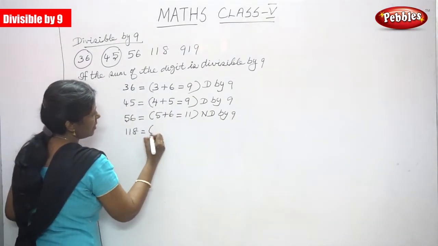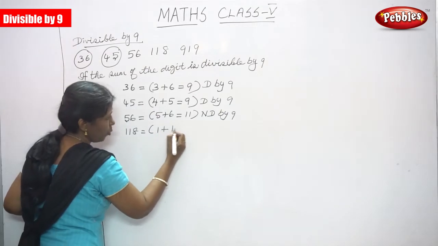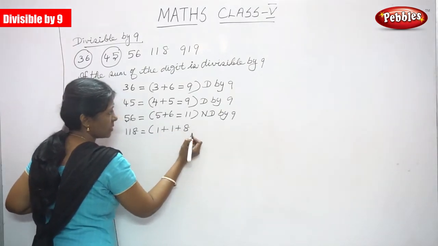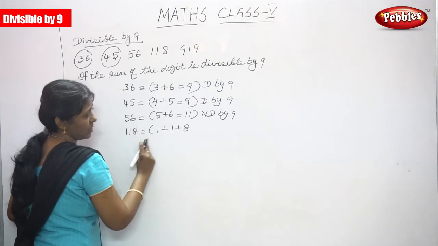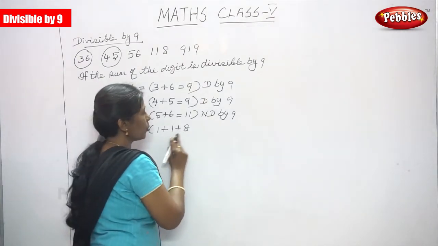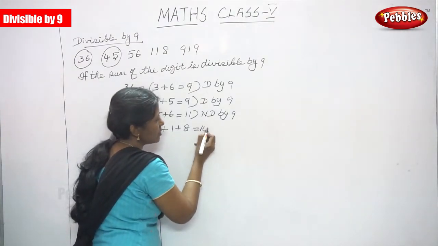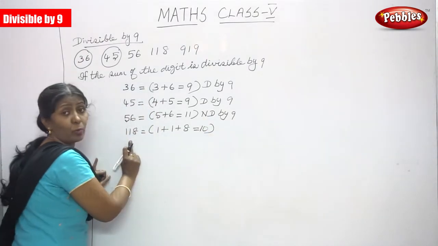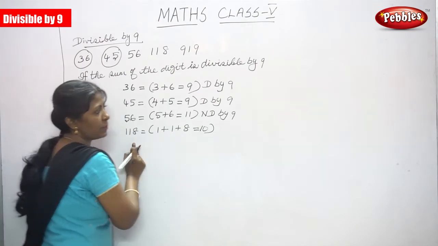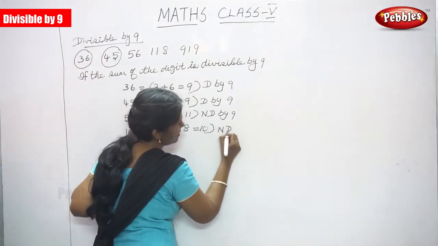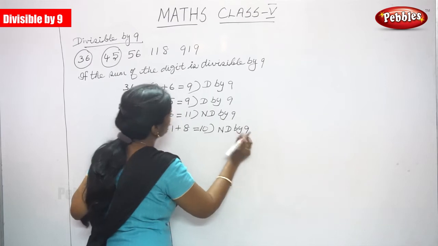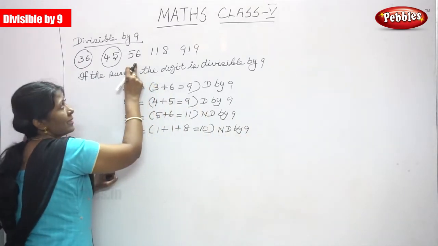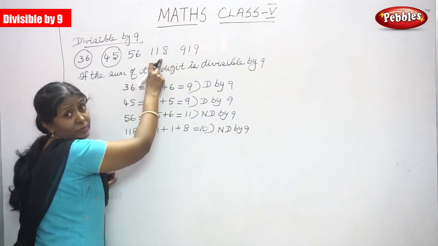118. That is 1 plus 1 plus 8. So what is 1 plus 1 plus 8? 1 plus 1 is 2. 2 plus 8, you get 10. So 10 is not divisible by 9. So the given number 118 is also not divisible by 9. So ND by 9. You should not circle 56 and 118.